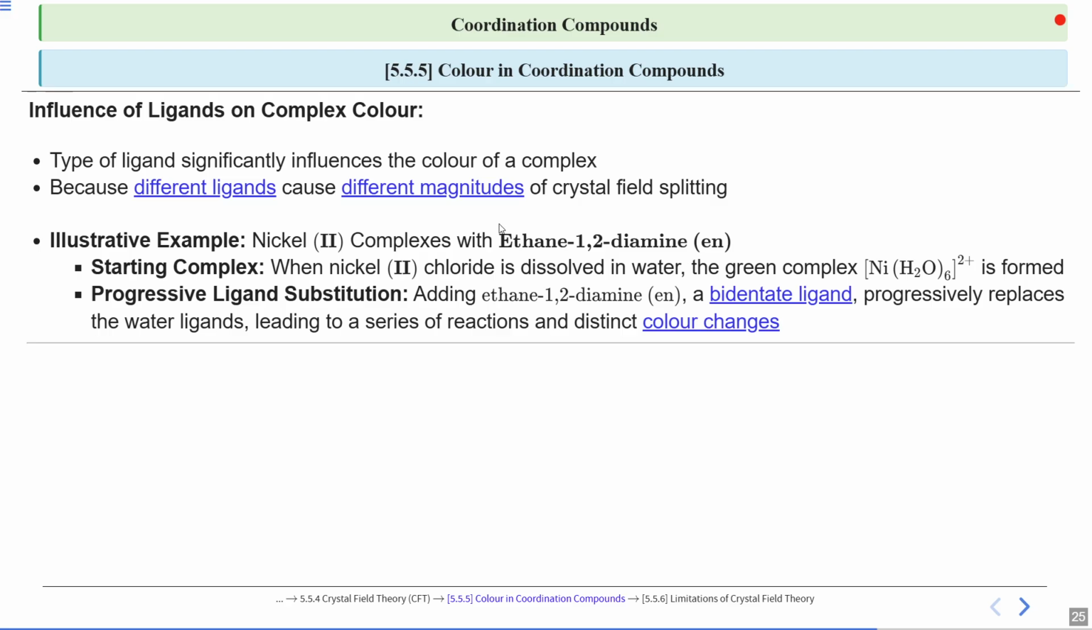When you take this ethane 1,2 diamine and the nickel plus 2 complex and do the reaction, ethane 1,2 diamine, being a bidentate ligand, has two donor atoms which can make a bond with the central metal ion. So when this bidentate ligand is added to the complex, it progressively replaces the water molecules already present as ligands one by one, which leads to a series of reactions, and at each step the color of the complex changes. So it shows distinct color changes.